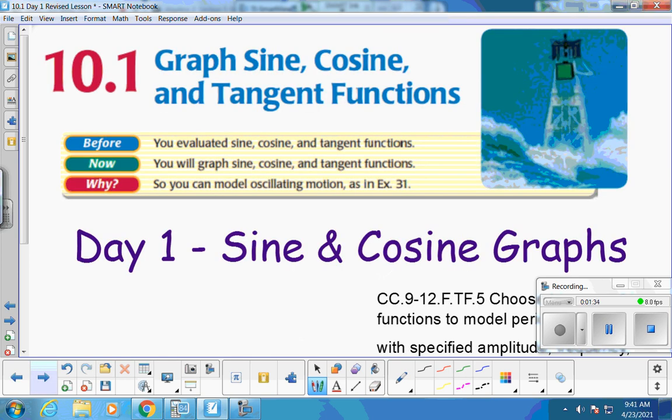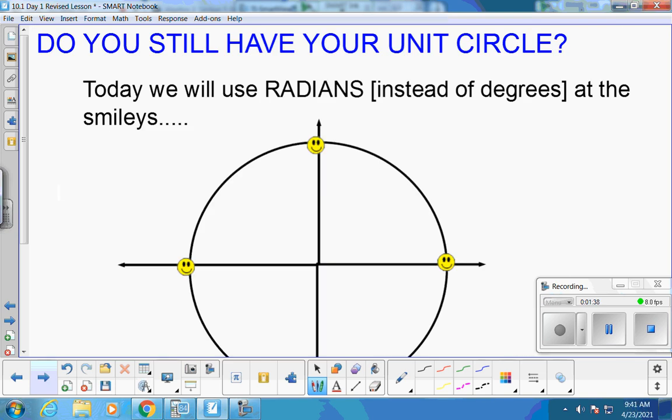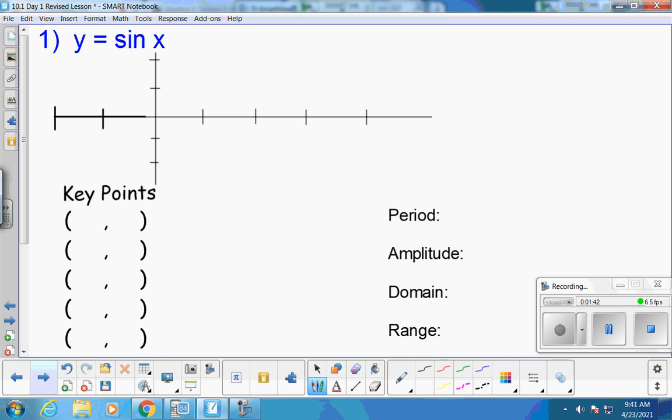All right, so officially we're on 10.1 day 1, sine and cosine graphs. We already talked about the smileys. We already talked about radian mode, so let's get into it. What we're going to talk about here is the 4 key points around the unit circle, and one actually repeats because at 0 radians we're at 2 pi radians.